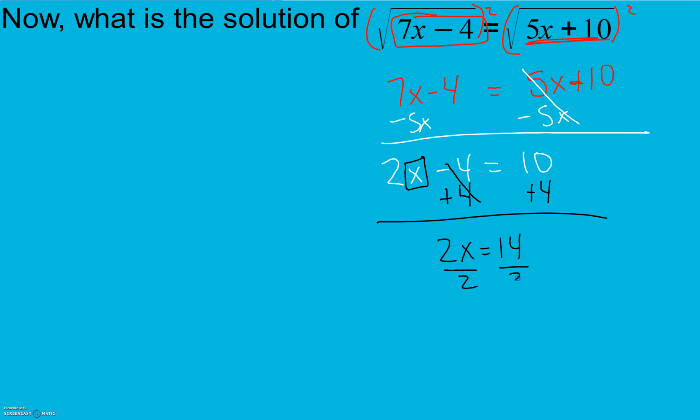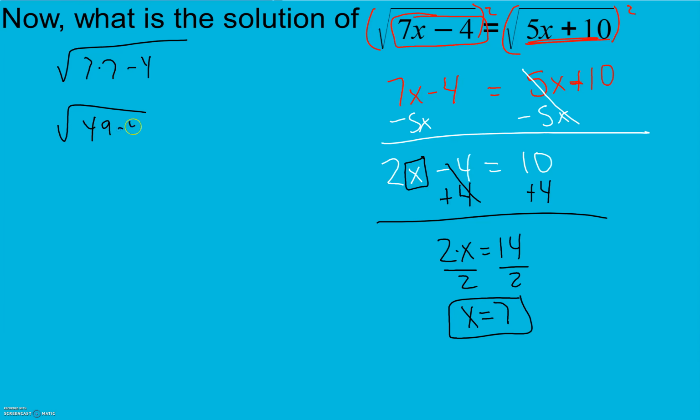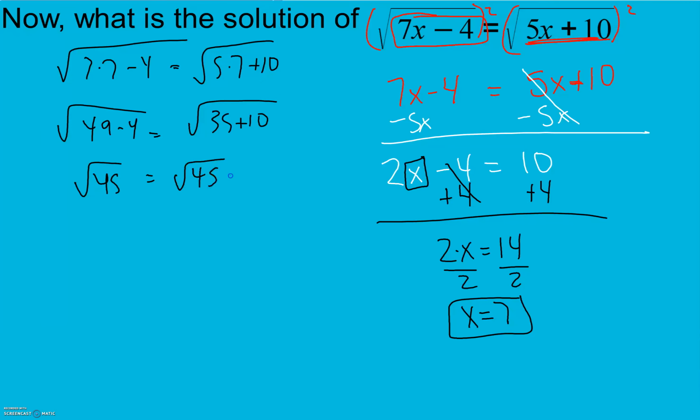Then divide by 2 to get rid of my multiplication. And I get x to be 7. Let's plug it in and check. 7 times 7, 49. Minus 4, square root of 45. 5 times 7 plus 10 inside my square root. 35 plus 10, square root of 45. So that checks, and it doesn't matter here, guys, that my radicals don't simplify to whole numbers, they just have to both be the same.